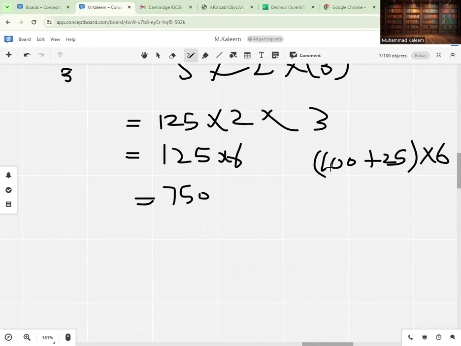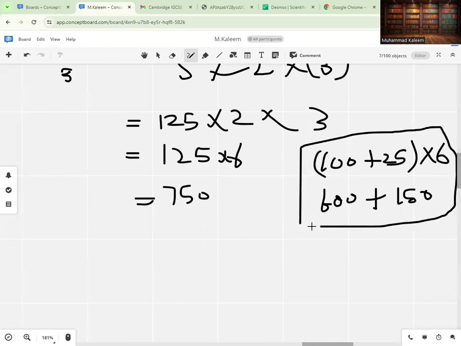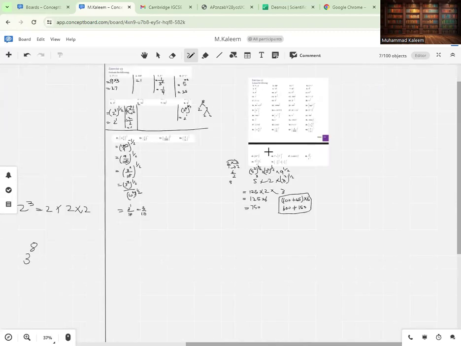So 6 times 100 will be 600. If we multiply the 25 with 6, that will be 150. And then we just have to do addition, so that will be 750. There is no need of a calculator, so you can use mental math to solve this question. That's all. Okay, I think that's enough for today.